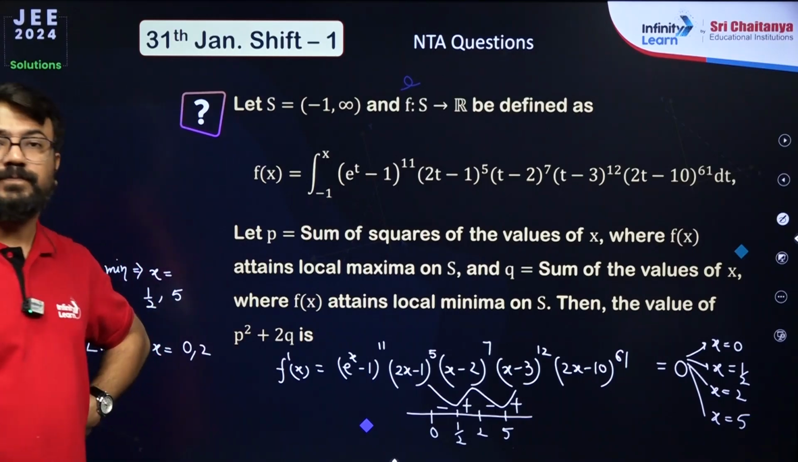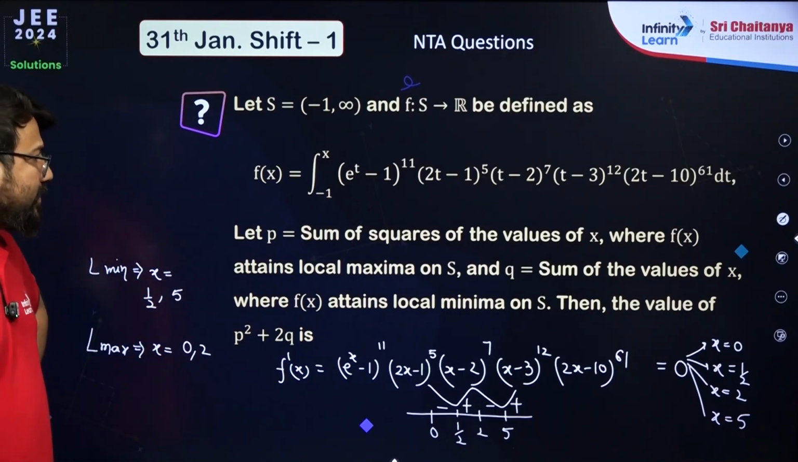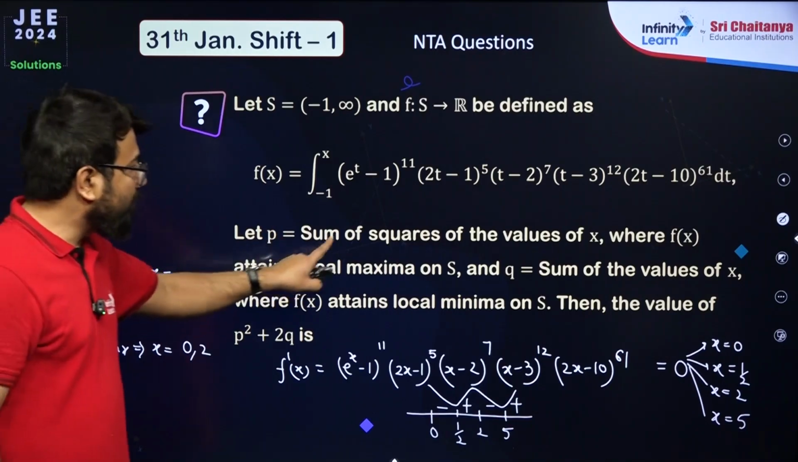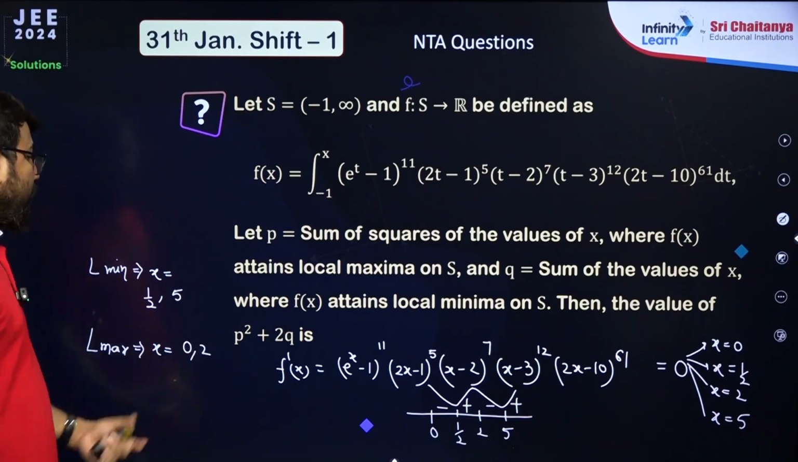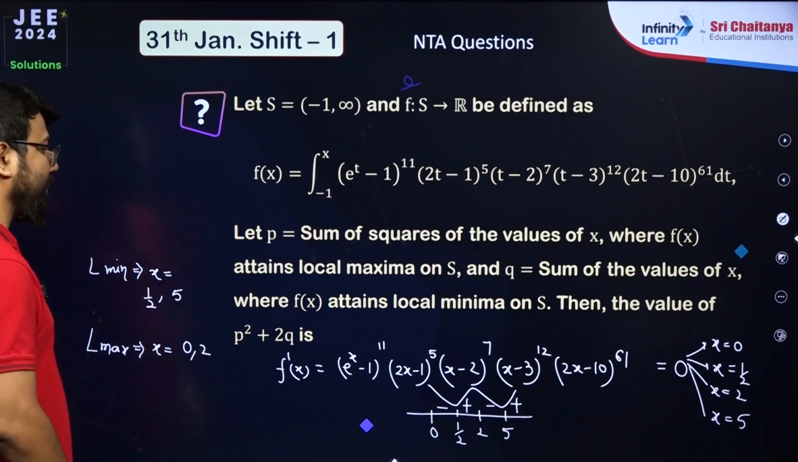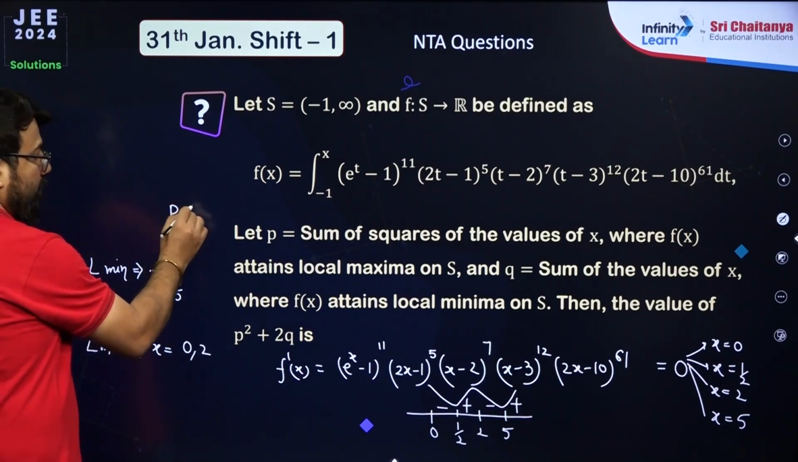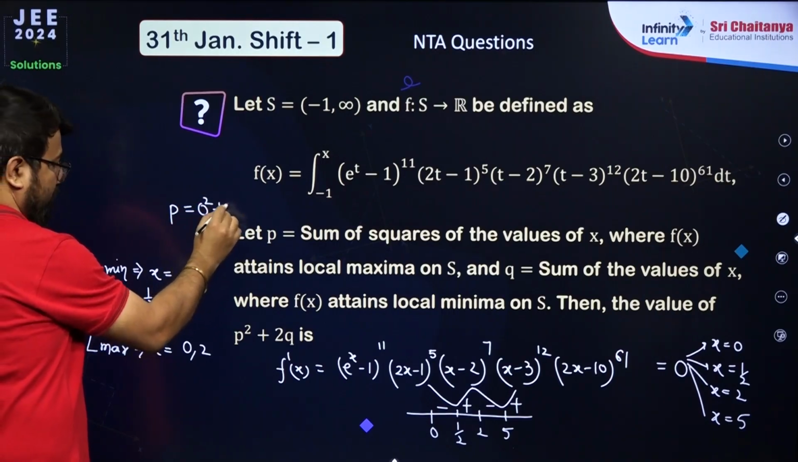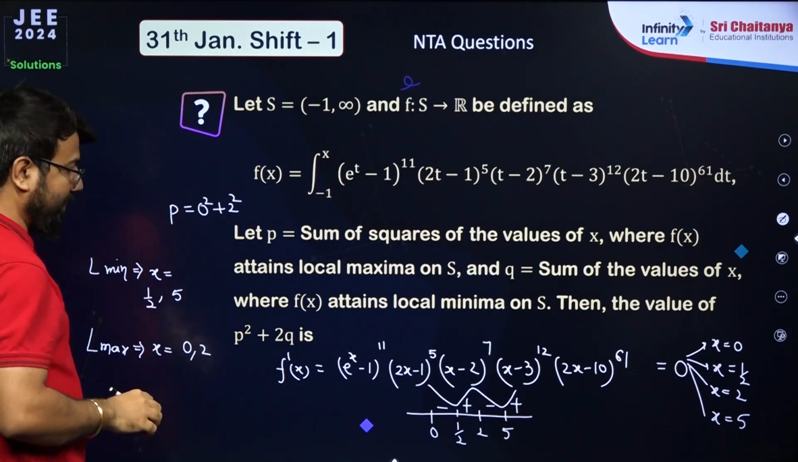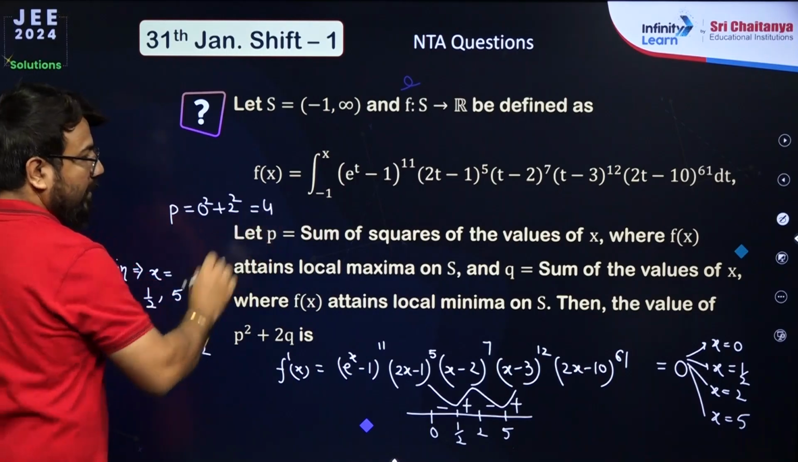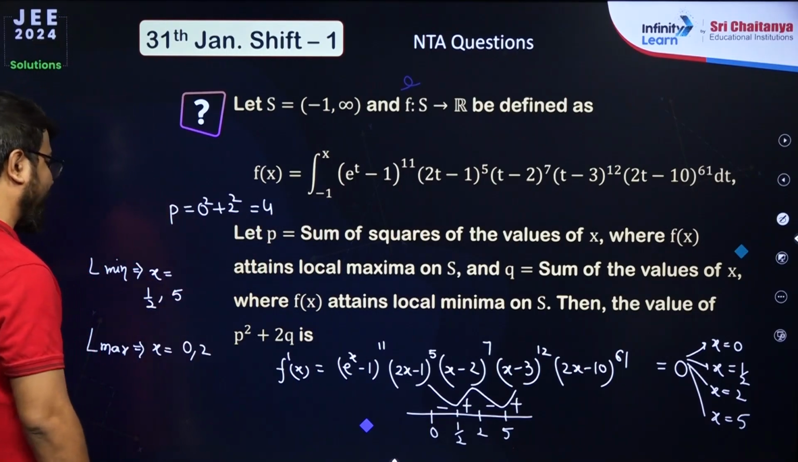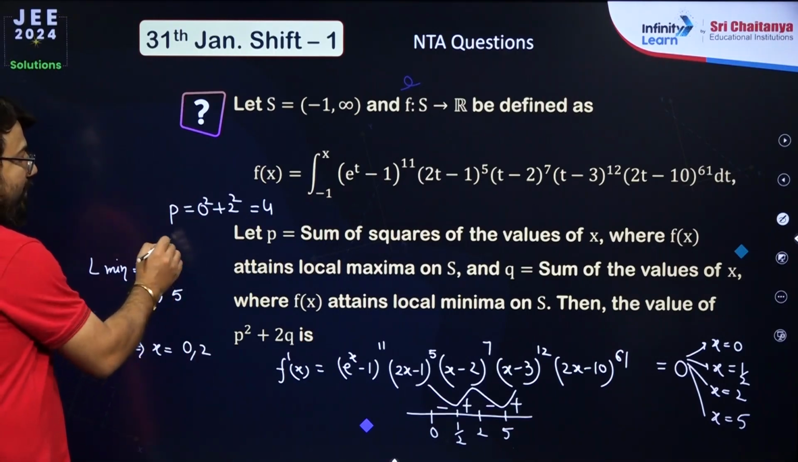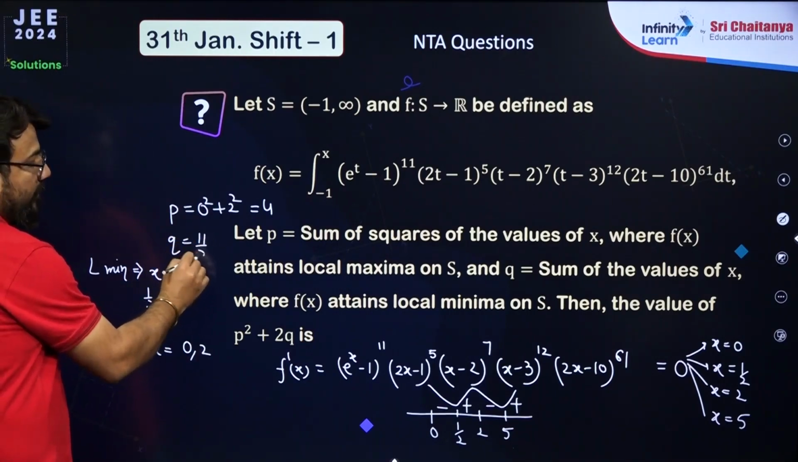समझ में आ गया क्या आपको? Now what they have told us that sum of the squares of values where f(x) attains local maxima. So 0 square plus 2 square will be there in the P, for local maxima. And sum of the values of x where f(x) attains local minima. So half and 5 that will become 11 upon 2.